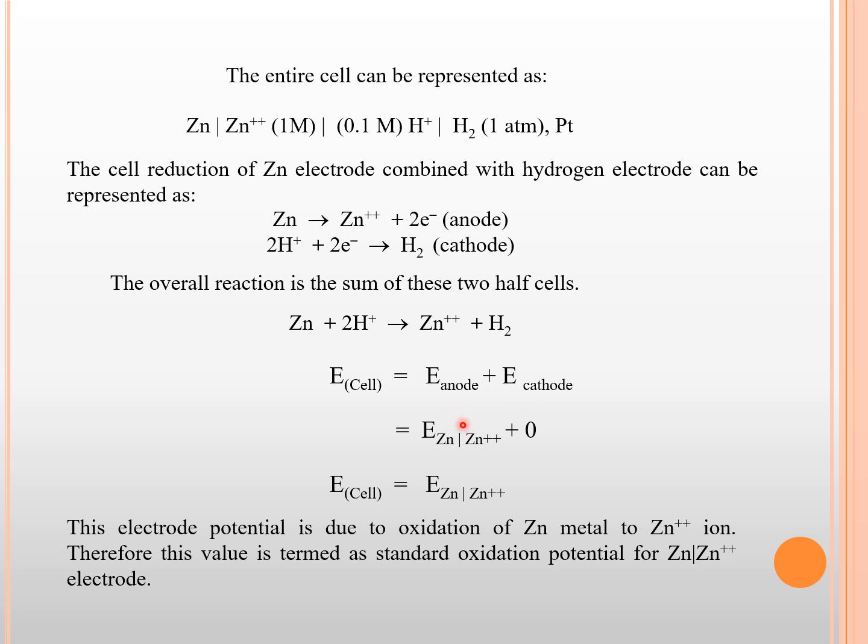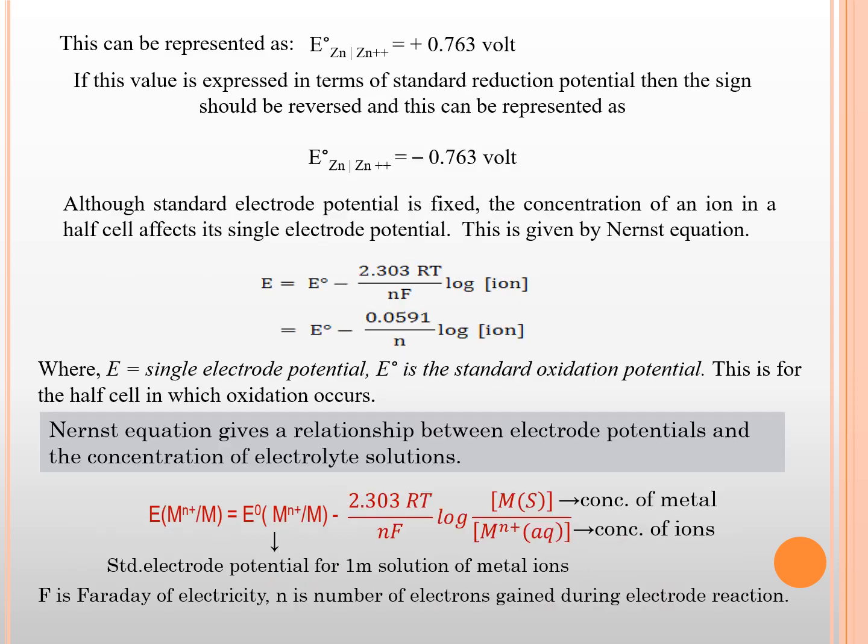Now EMF of anode means the EMF of the zinc electrode, and the EMF of cathode means the hydrogen electrode, whose value is taken as 0.00 volt. So the total EMF of the cell is said to be the EMF of the zinc electrode. This electrode potential is due to the oxidation of Zn metal to Zn2+ ions, and therefore this value is termed the standard oxidation potential for zinc in contact with Zn2+ ions.